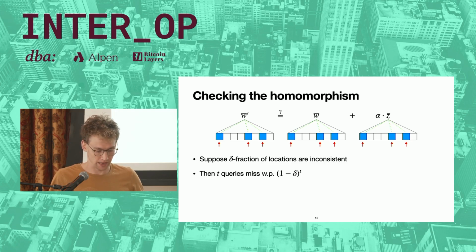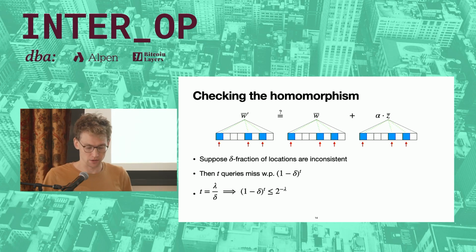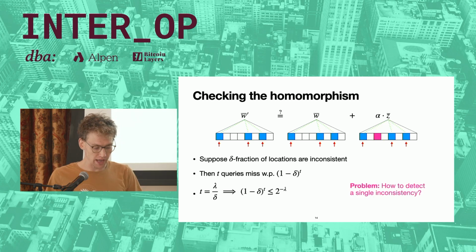You can do some calculation and figure out that the adversary is cheating. However, what if the adversary cheats at just a single point? What if there's just a single inconsistency? Well, it turns out you will not be able to have enough queries to catch that point.